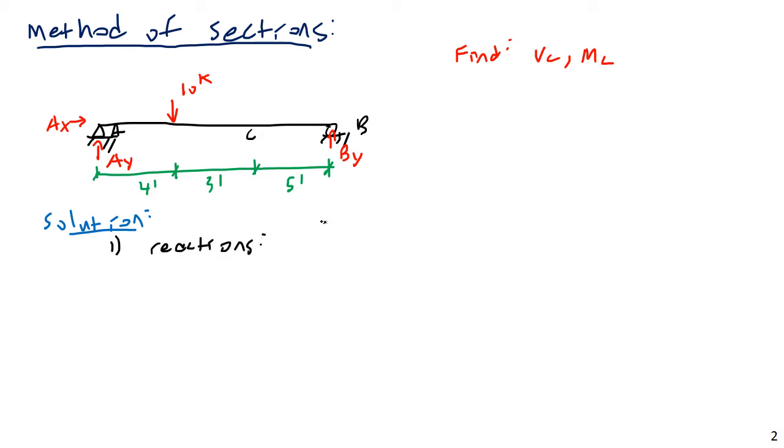And if you do this, you will find that BY is equal to 3.33 kips, upward, and that AY is equal to 6.667 kips, also upward. Now, this is a method of sections problem, so instead of cutting across several members, I'm going to cut specifically at C. This problem is just to illustrate the basic concept. So let's try cutting at C.